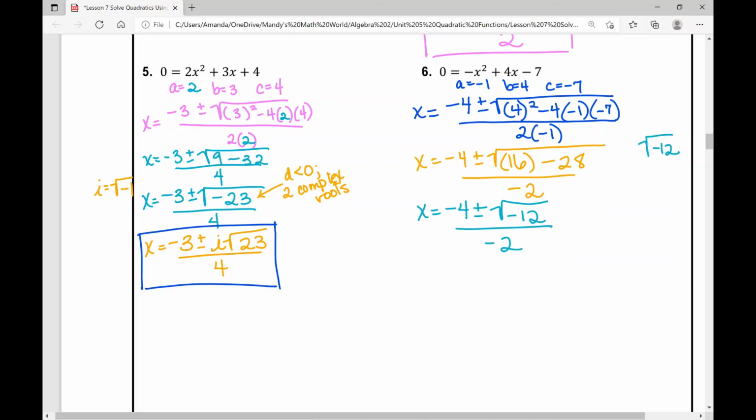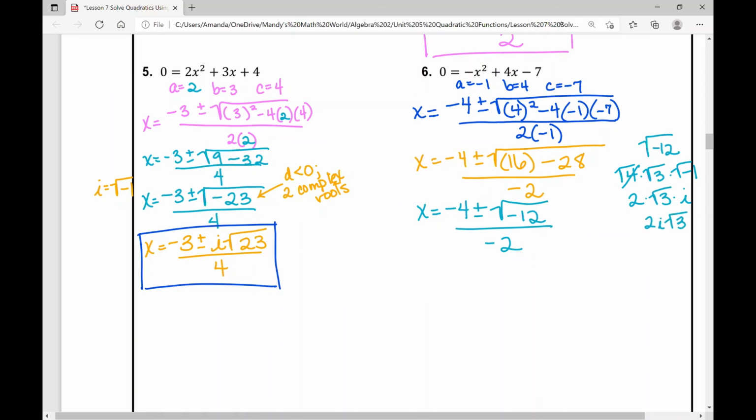Since there's a negative underneath my radical, I know I'm going to pull an i out. So I know I'm at least going to have an i in my answer somewhere. So 12 can be simplified. The biggest perfect square that goes into 12 is 4. 4 times what is 12? 4 times 3. So I can rewrite this as the square root of 4 times the square root of 3 times the square root of negative 1. What is the square root of 4? It's 2 times the square root of 3 times i. And I would write it as 2i times the square root of 3.